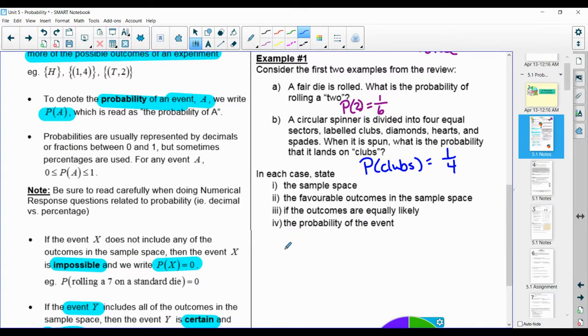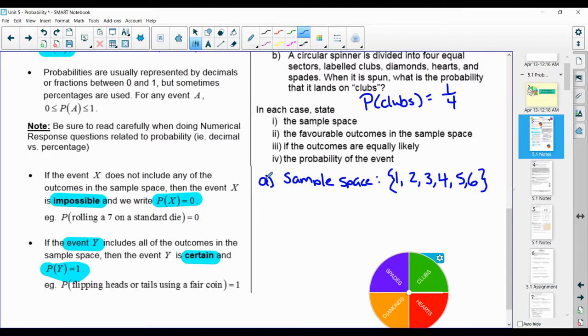So for the first example here, we want to list the sample space. Well, the sample space for a die is 1, 2, 3, 4, 5, or 6. So those are all our possible outcomes. And notice I'm writing it in set notation, or I'm writing it as a set. Now, our favorable outcomes. So what are the outcomes that we want? Well, in this case, we want a 2.